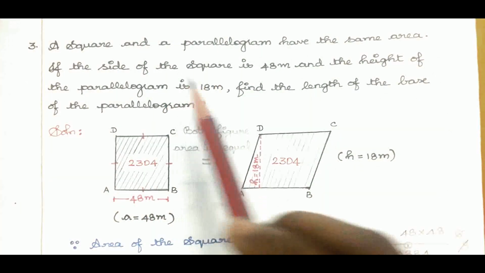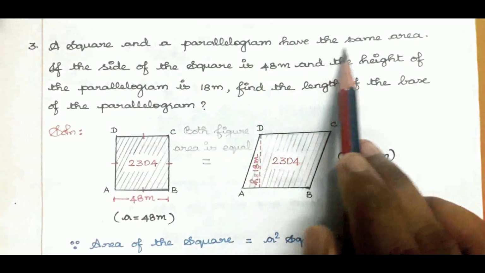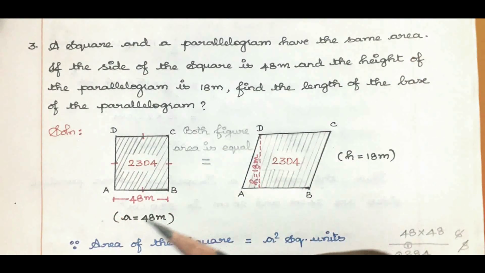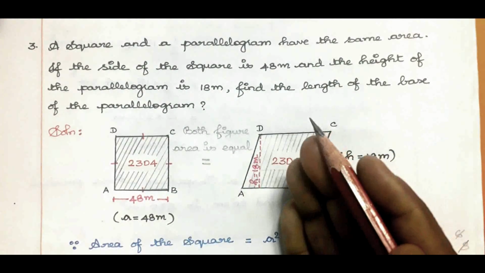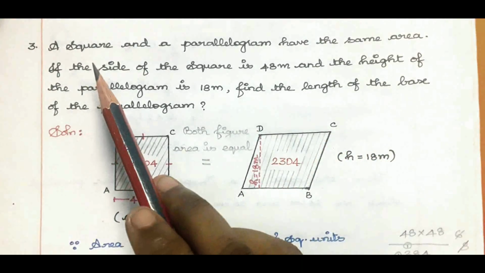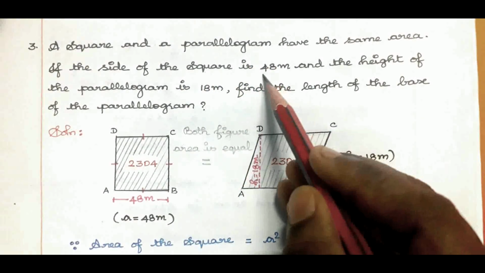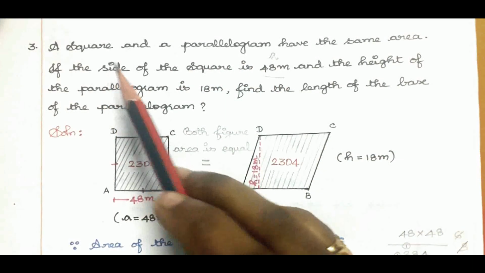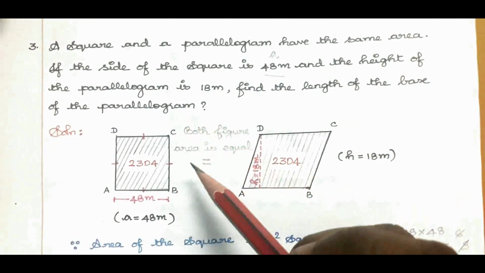They have given that both the area of the square and the parallelogram are the same. So we need to find the area. If you find the area of any one of the figures, you can find the area of the other. First we'll see, they have given the side of the square. So the side of the square is A. If the side is given, easily we can find the area of a square. Clear? So have it in the mind.